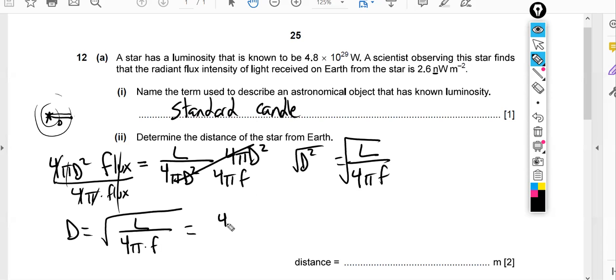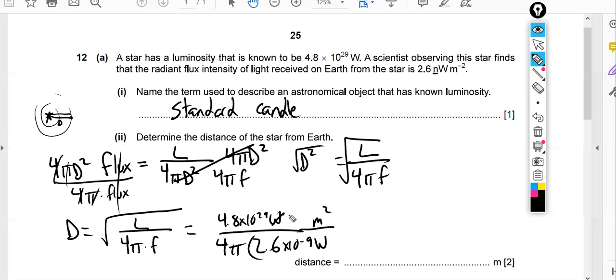So we know that the luminosity is 4.8 by 10 to the 29 watts. We know that we got 4 and pi down here, and the flux is given as 2.6 times 10 to the negative 9. So nano means billionth. So 10 to the negative 9 is the order of magnitude, and then watts per meter squared are the units. When we divide, we'll cancel out watts. And when we take the square root of all of this, we'll also take the square root of meters squared, and we will get meters of distance. And so that's nice to sort of see that the units work out to give us what we would expect for distance in meters.